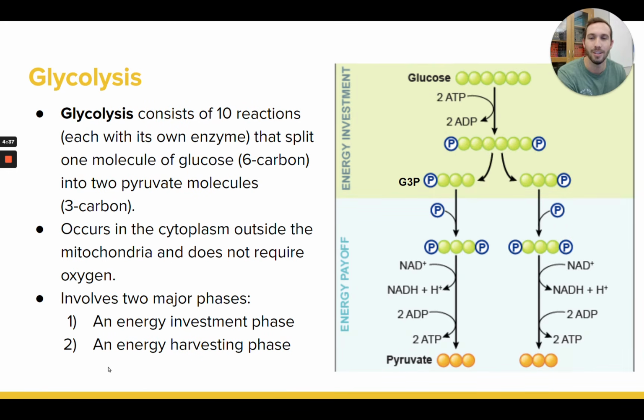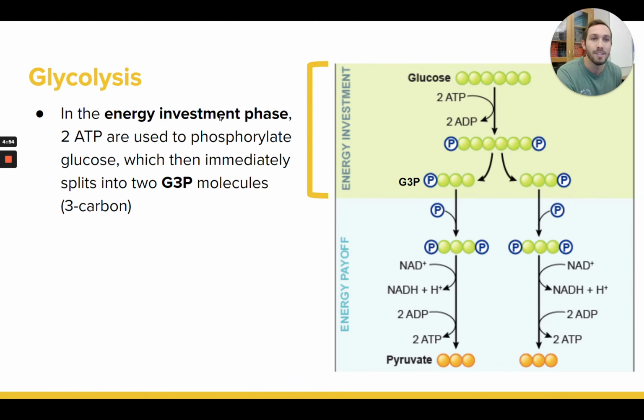Here we go. So in glycolysis, this is a picture that shows you what's happening in glycolysis. It involves 10 different reactions. There's 10 reactions taking place in glycolysis. Each of those reactions involves its own enzyme. We're not going to go into every single reaction.